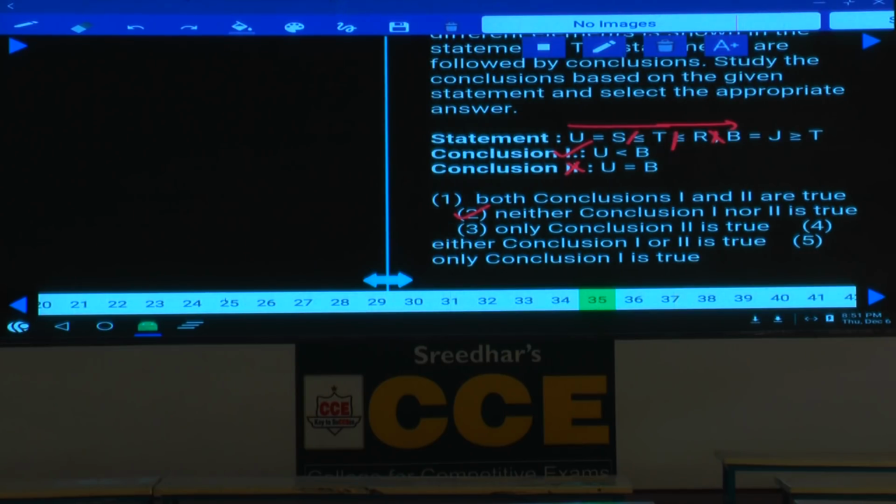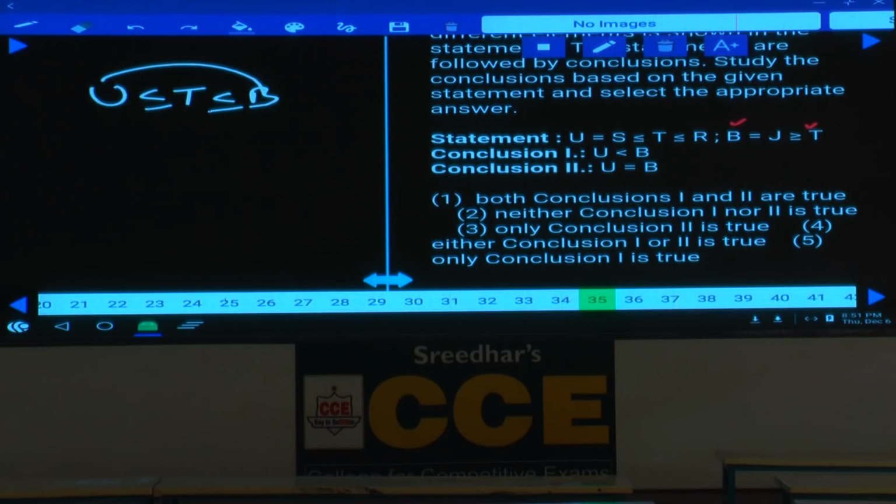Then coming to 35, the relation between U and B. U is here and B is here. The letter which is common is T. Now between U and T, U lesser than or equals to T, and between T and B, B greater than or equals to T, that means T lesser than or equals to B. U lesser than or equals to T, lesser than or equals to B.